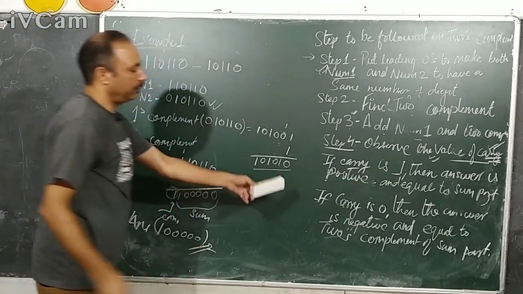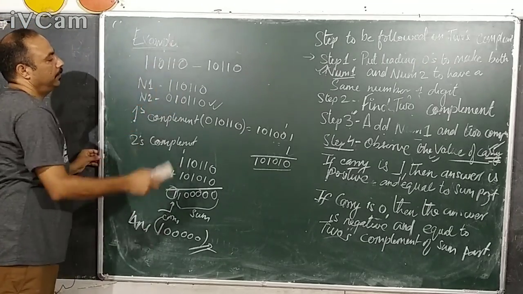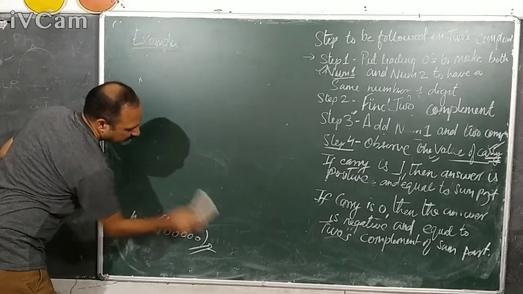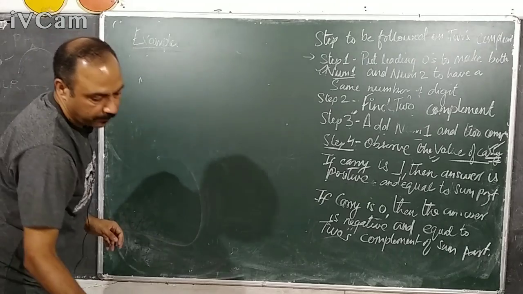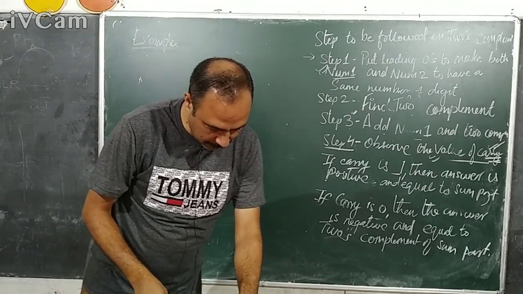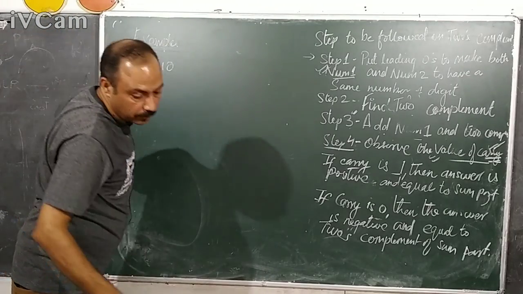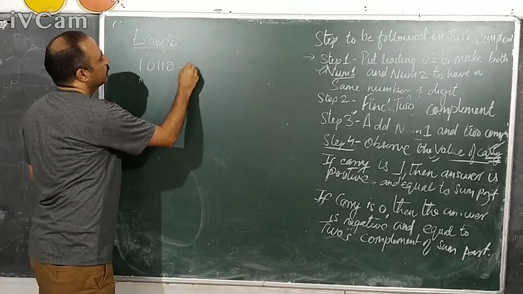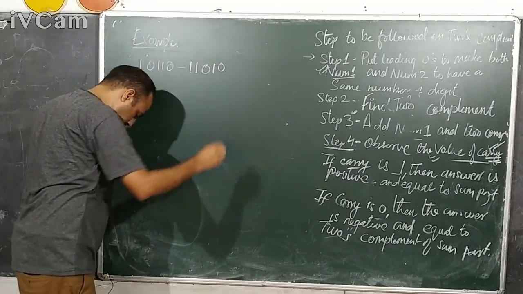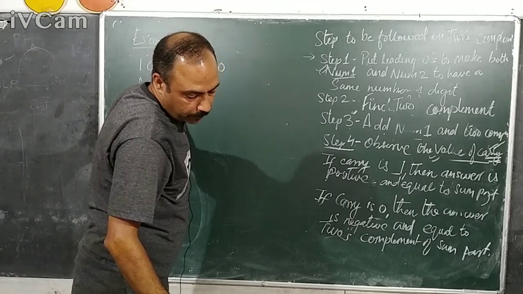Now I'll give you another example where the carry is 0. Okay, next example where the carry is 0: 10110 minus 11010.